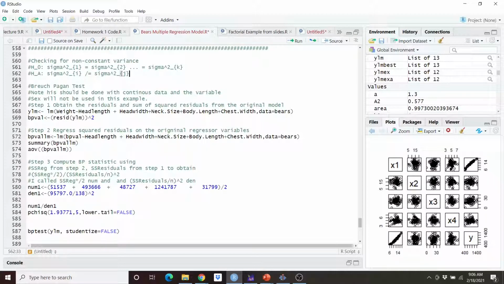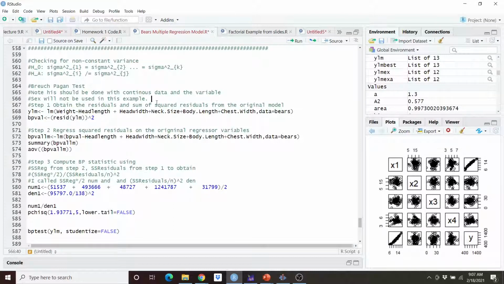Our Breusch-Pagan test regresses our squared residuals against our x's to find least squares estimates to use in the test. So, what do we have? Well, our null hypothesis is that each of our variances are the same. Our alternative hypothesis is that at least one of these pairs of variances is different. This would suggest that we have non-constant variance. Now, with our Breusch-Pagan test, we're going to use the continuous data in our variables, but we are not going to use sex in this example.